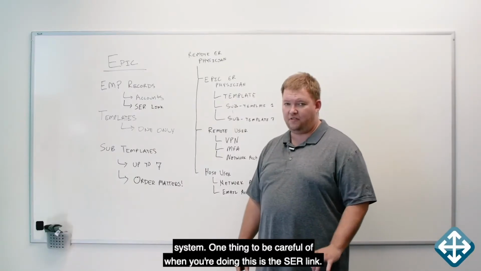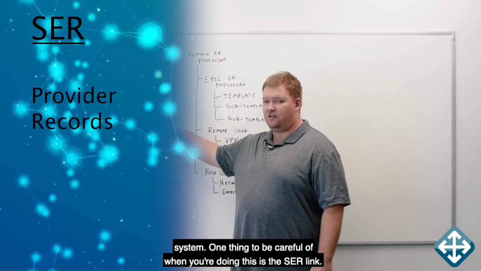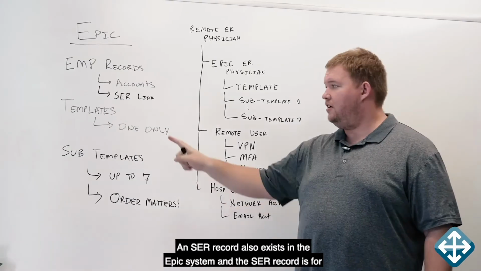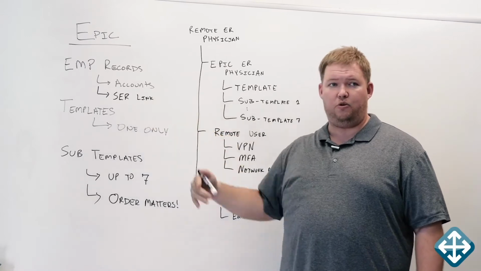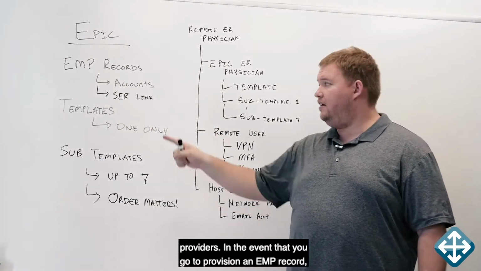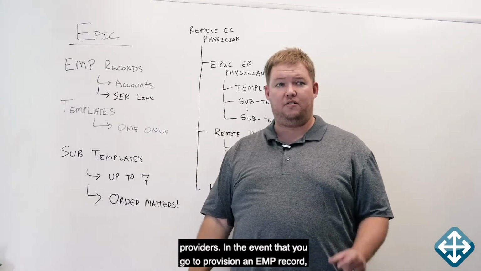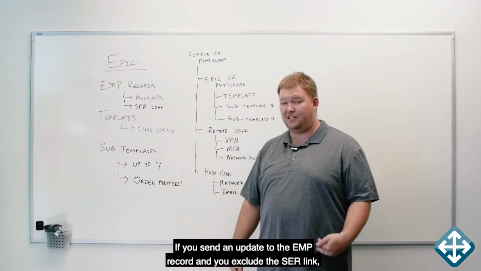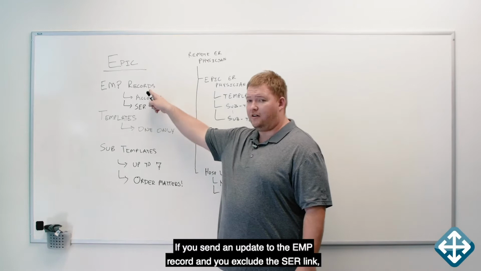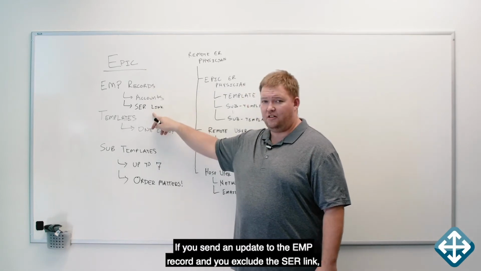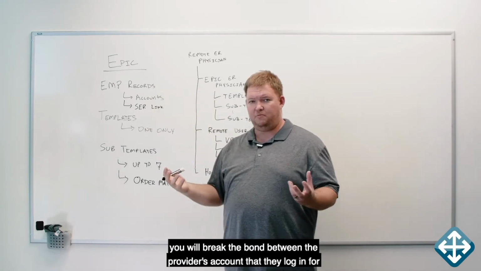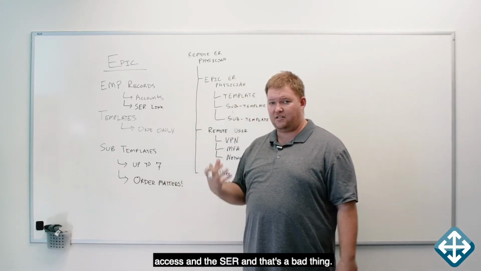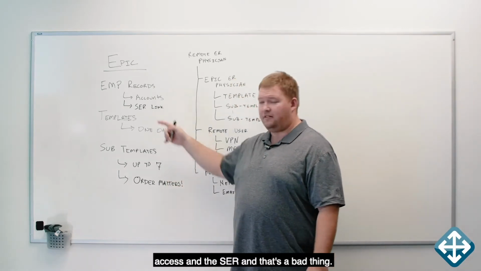One thing to be careful of when you're doing this is the SCR link. An SCR record also exists in the Epic system, and the SCR record is for providers. In the event that you go to provision an EMP record, there is a field in there that must contain the link to the SCR record. If you send an update to the EMP record and you exclude the SCR link, you will break the bond between the provider's account that they log in for access and the SCR, and that's a bad thing.